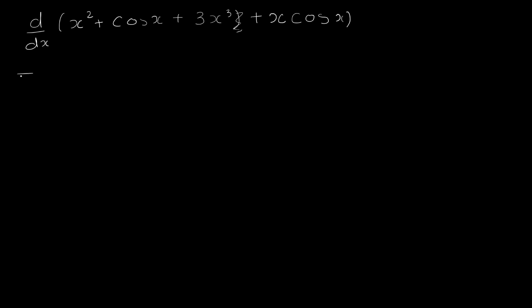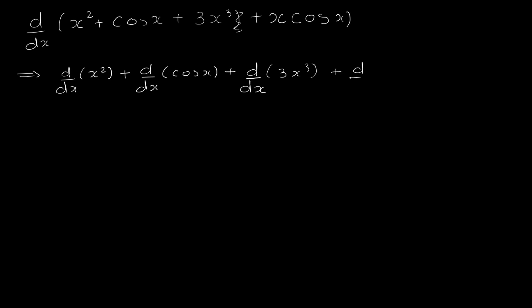What I will get is, I will have to write, this can go to any number of terms. Okay, I will start with d by dx of x square plus d by dx of cos x plus d by dx of 3x cube plus d by dx of x into cos of x. Now d by dx of x square is 2 into x raised to 2 minus 1, that is 1. Now d by dx of cos x, we have seen it is minus sine of x. We have taken this from the formula.